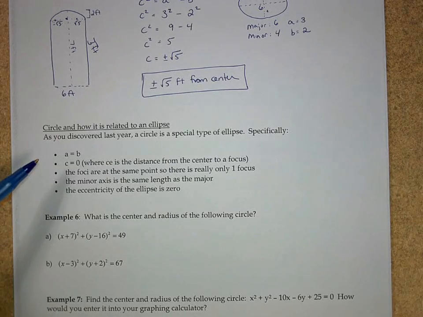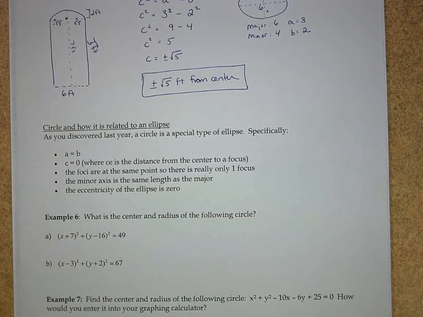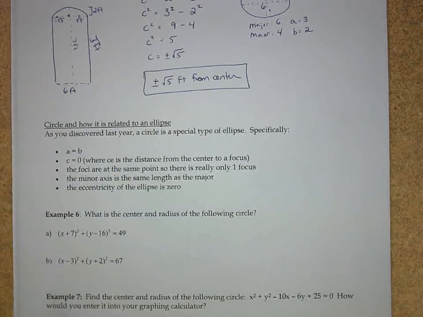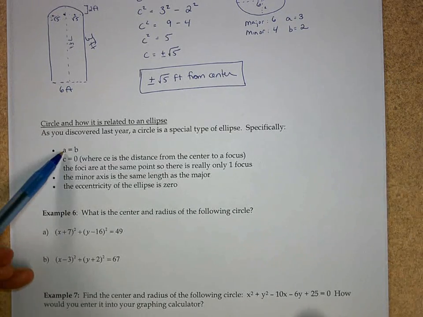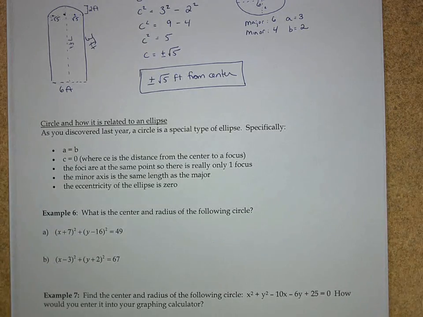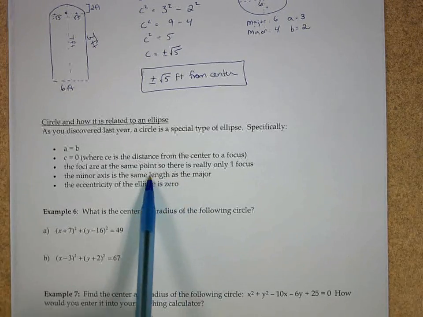You know that A is equal to B. You know that C is equal to 0, where C equals the eccentricity times A, the distance from the center to the focus. The foci are at the same point, so there's really only one focus. The minor axis is the same length as the major axis, and the eccentricity is defined to be 0. So if we've got C equals E times A, and we know the eccentricity is 0, 0 times A is 0, which is why C is equal to 0. And A equals B means the lengths of A and B are equal, which ties directly to the minor axis being the same length as the major axis.